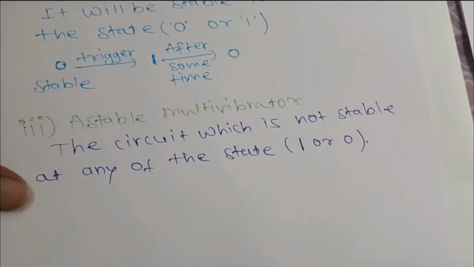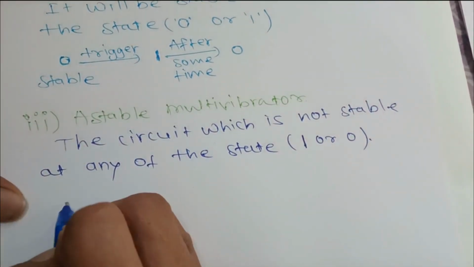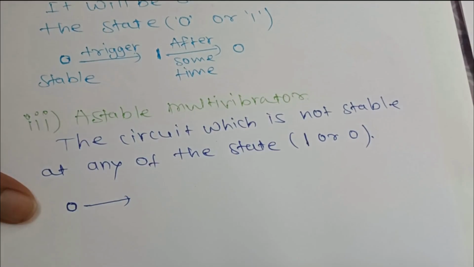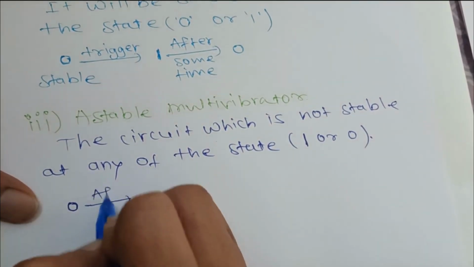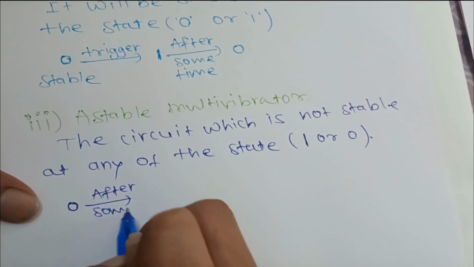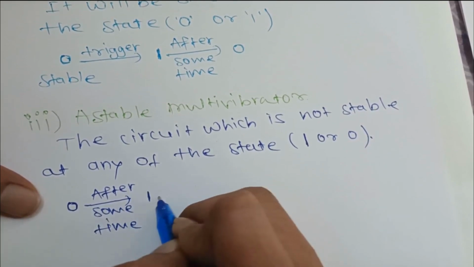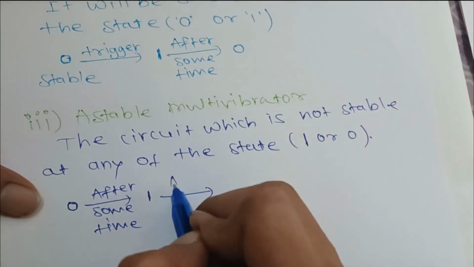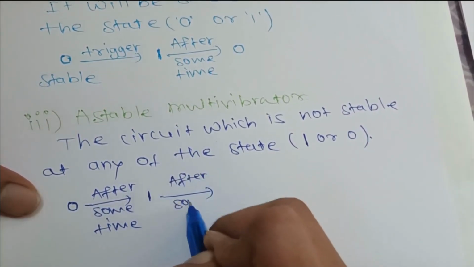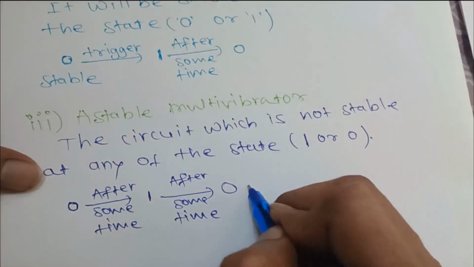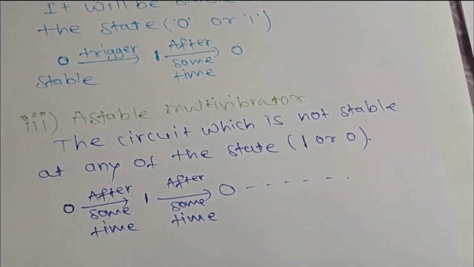Suppose the initial state is 0. Whether you trigger it or not, it will change its state. It doesn't care about whether we are giving it triggering or not. After some time, it is going to change its state from 0 to 1. Again, it is going to change its state after some time. So it is not going to be stable at one state. Like that, it is going to keep on changing its state. Hope it is clear to you all.